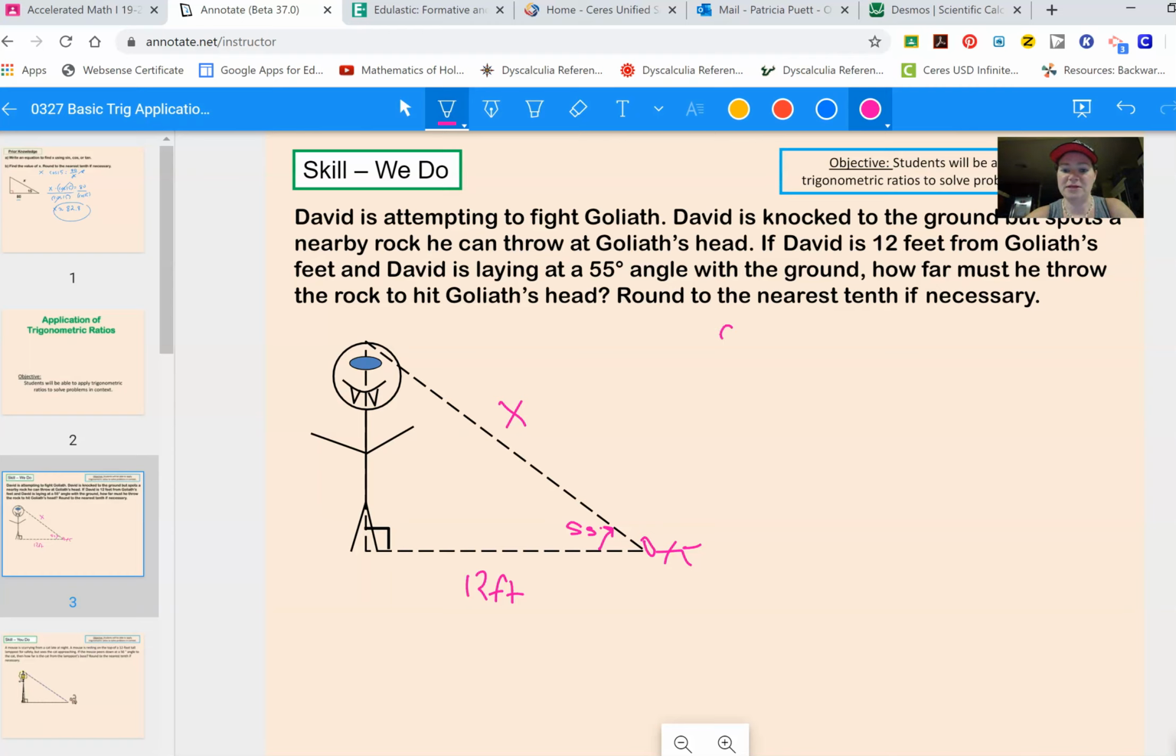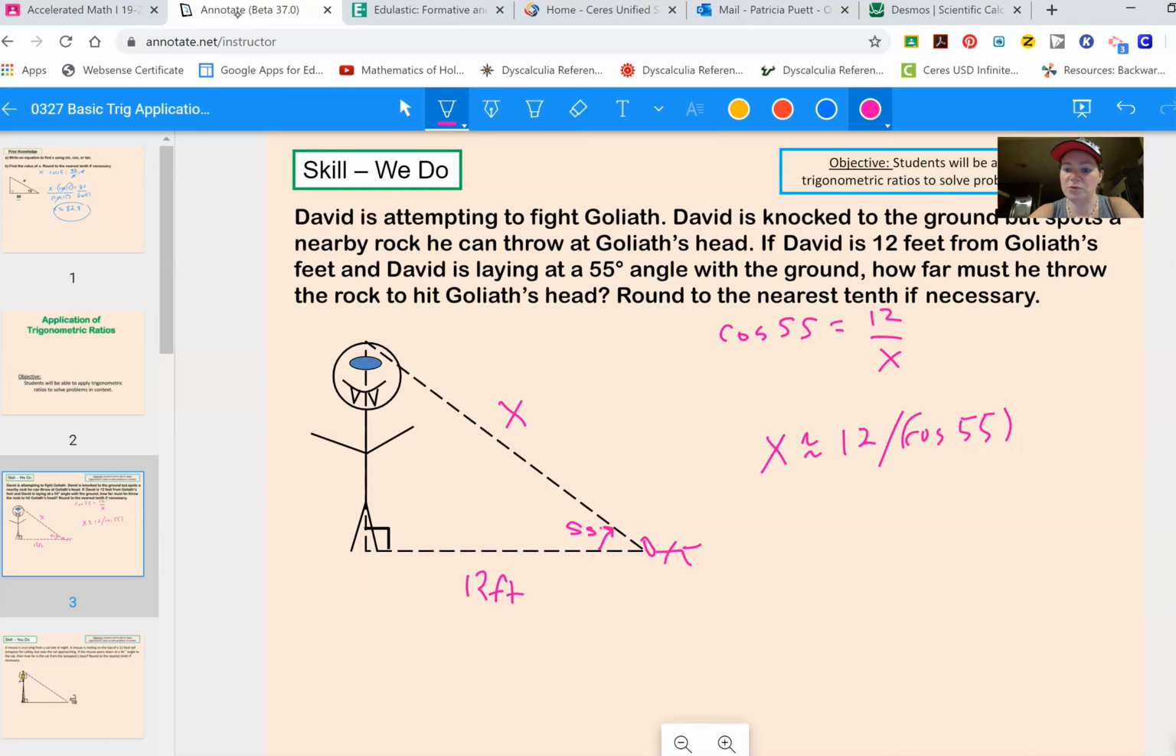So the cosine of 55 degrees is equal to the adjacent side over the hypotenuse. I'm going to fast forward, because by now you should be able to use a lot of shortcuts when solving some of these problems. So I already know the value of x is going to be equal to 12 divided by the cosine of 55.